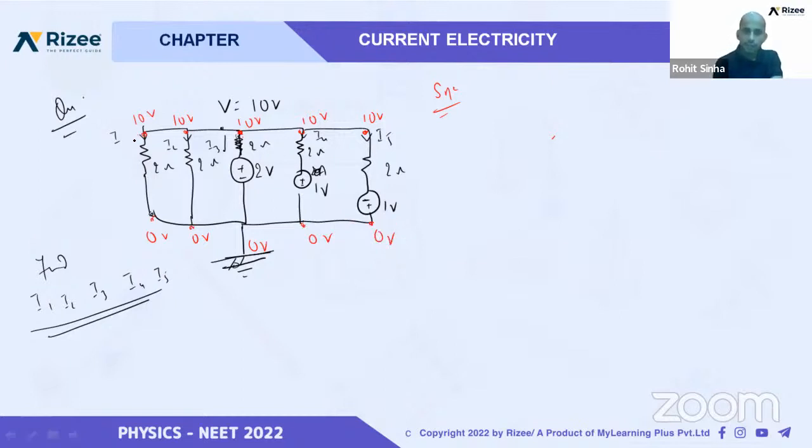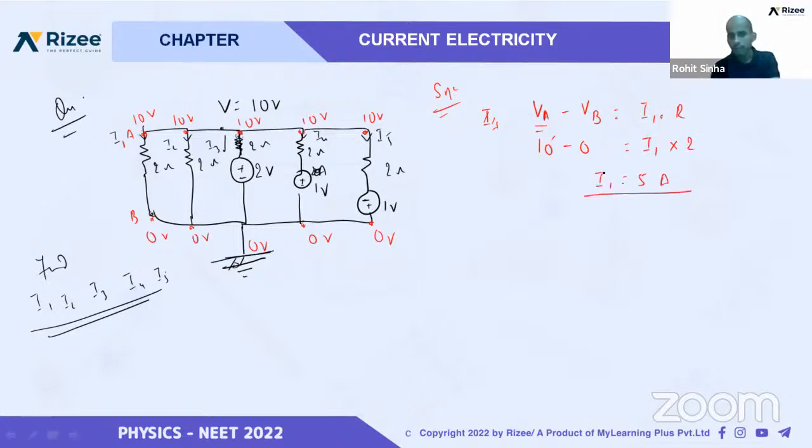Now we have to write the individual currents. Let us take this for I1. We know by Ohm's law, let us suppose this point is A and this is B. VA minus VB is equal to I1 into R. You can see here AB. VA is 10, VB is 0, equal to I1 into R, where R is 2. So I1 will be 5 ampere.